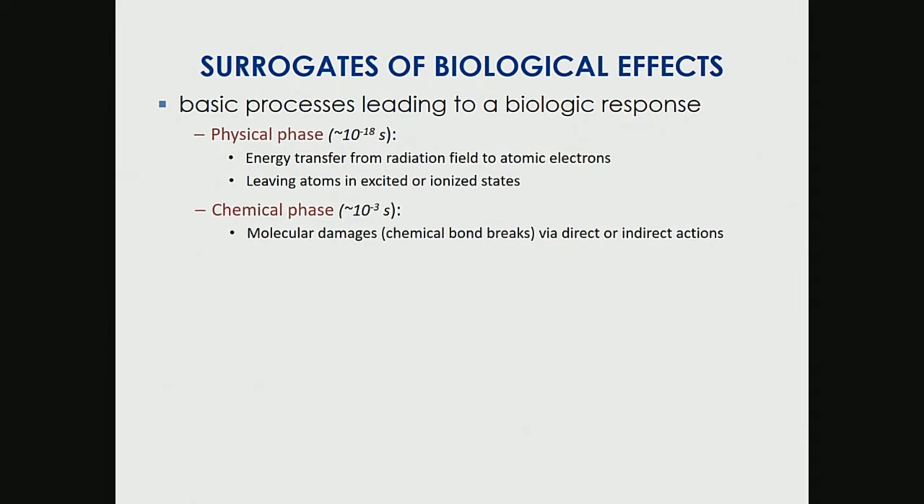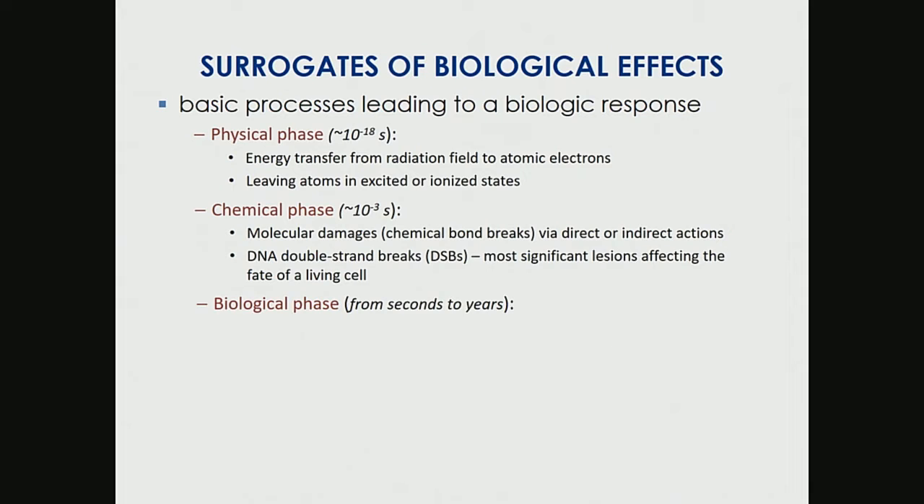During this interaction, molecular damage in the form of chemical bond breaks results from either the direct interaction of the radiation or indirect action, through such things as free radicals formed by the interaction of the radiation field with other molecules in the cell, such as water. Now, it is generally accepted that DNA double-strand breaks represent the most significant lesion that would affect the fate of a living cell.